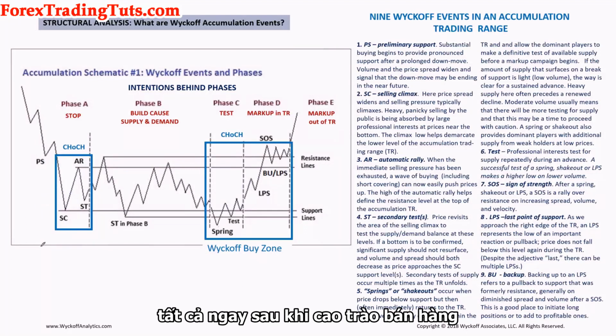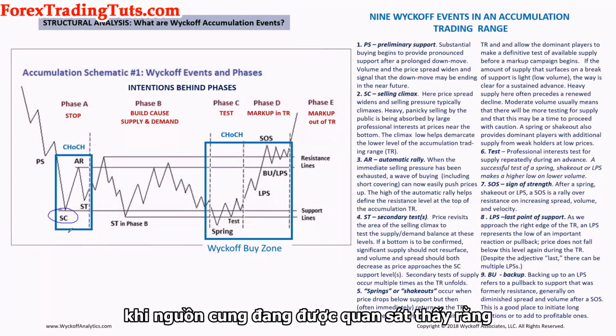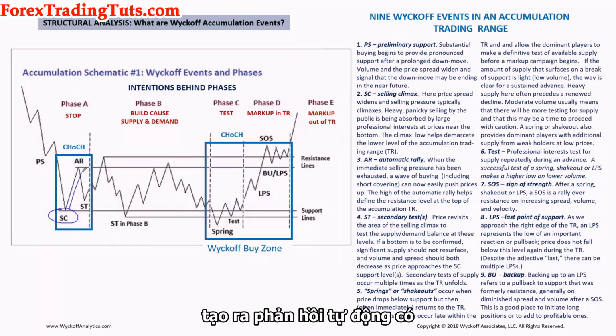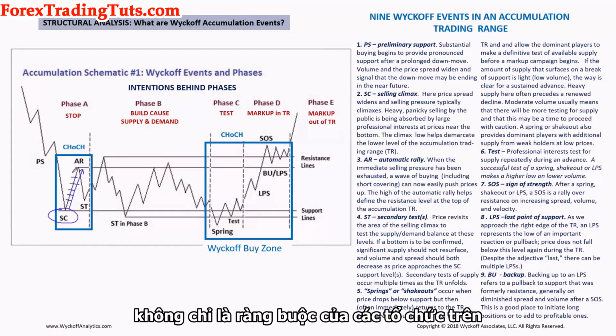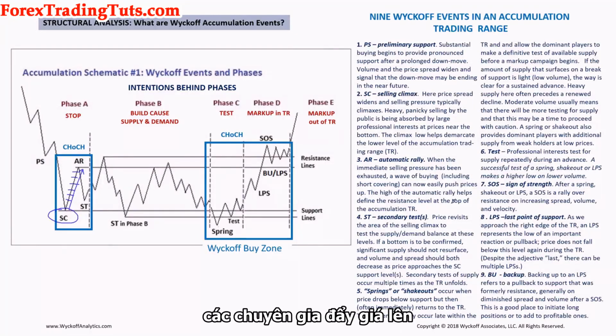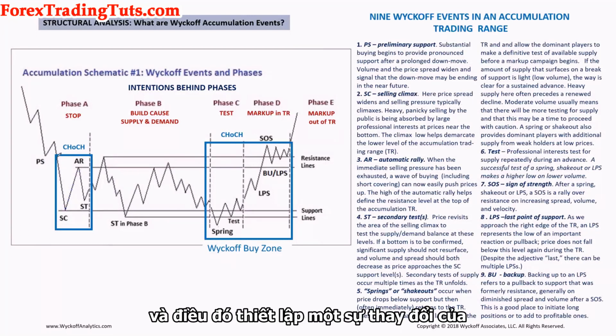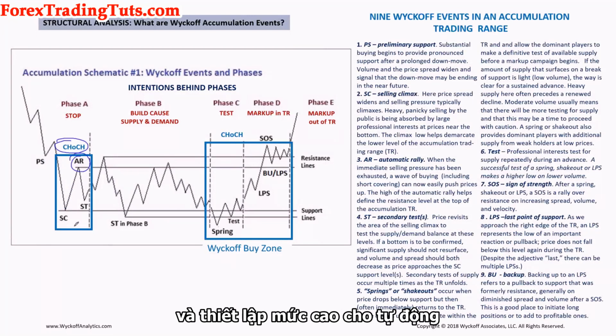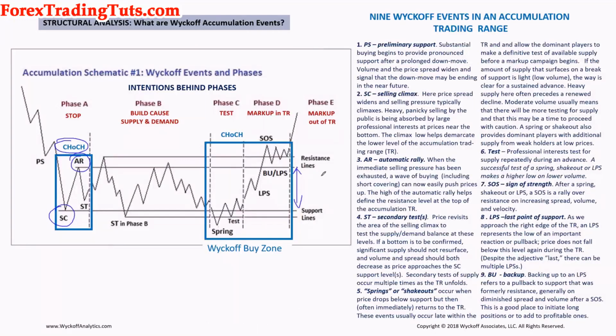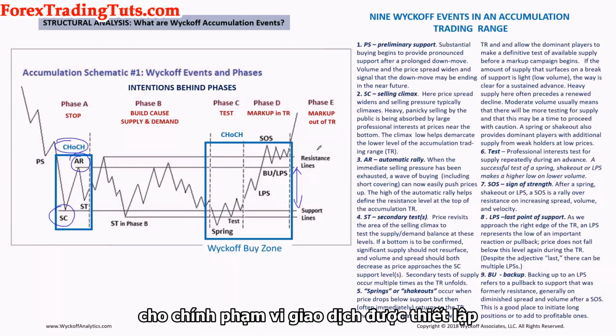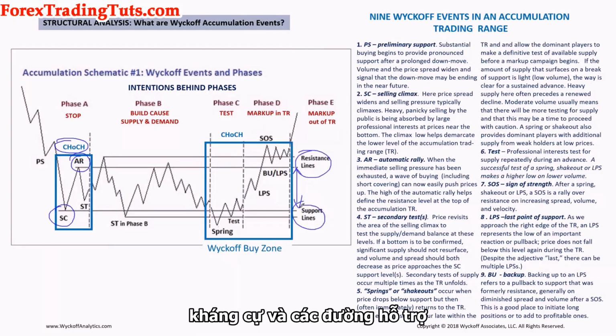All right. After the selling climax, as the supply is being absorbed, that produces an automatic response, which has not just buying by institutions on the way up, but short covering by professionals that pushes the price up. And that establishes a change of character and establishes the high for the automatic rally, the low of the selling climax, and therefore establishes the boundaries for the trading range itself, establishes the resistance and the support lines.